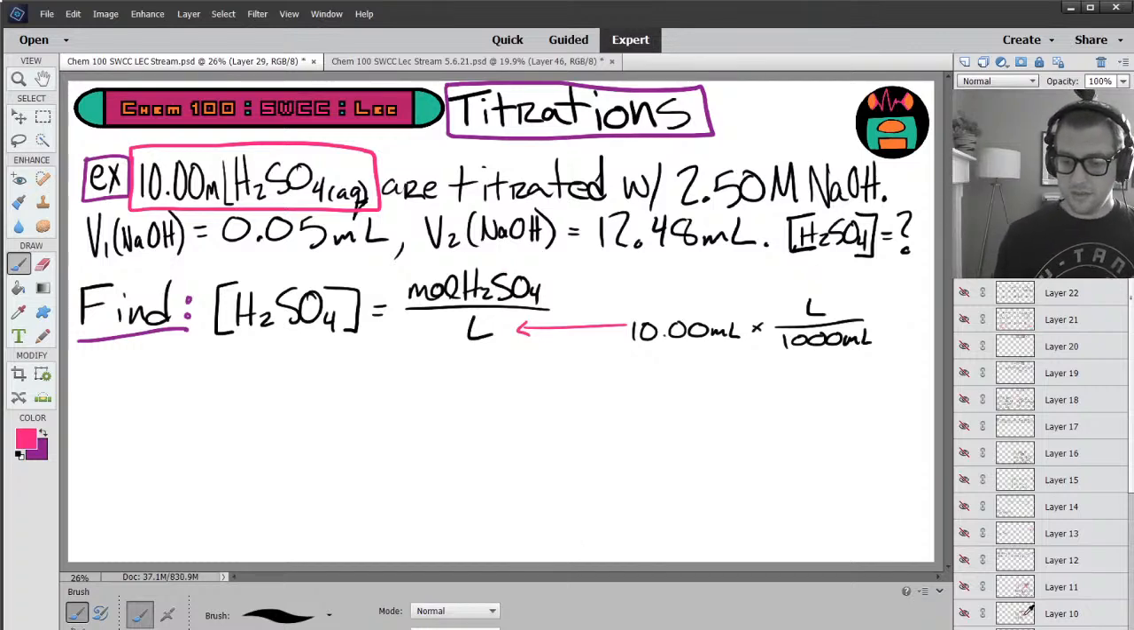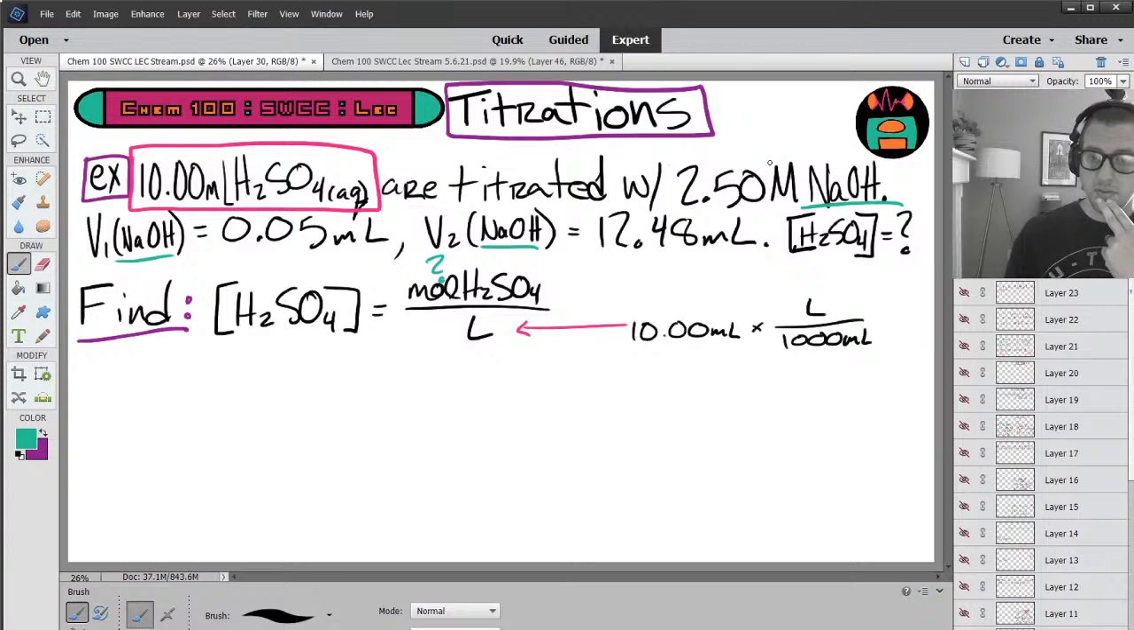Actually, I'm going to change colors. Well, the only other information given is all info about sodium hydroxide. You can see that. Initial and final volume of sodium hydroxide, and molarity of sodium hydroxide. So we are going to need to somehow use molarity and volume of sodium hydroxide to find moles of sulfuric acid, right? Because we have the molarity and the volume.